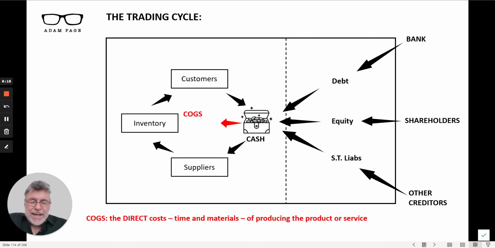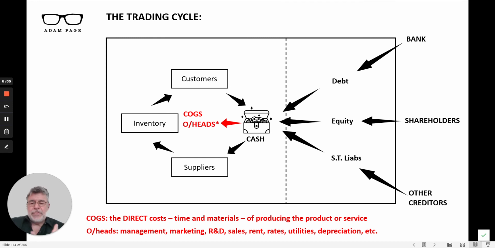Of course, when we're trading, there are other places our cash goes. The cost of goods sold, of course, is not just raw materials, but it's paying the workers who are directly involved in building or delivering the products and services that we have. And we have overheads, everything from management to marketing, research and development, sales, distribution, rent, rates, electricity, and so forth, plus depreciation.